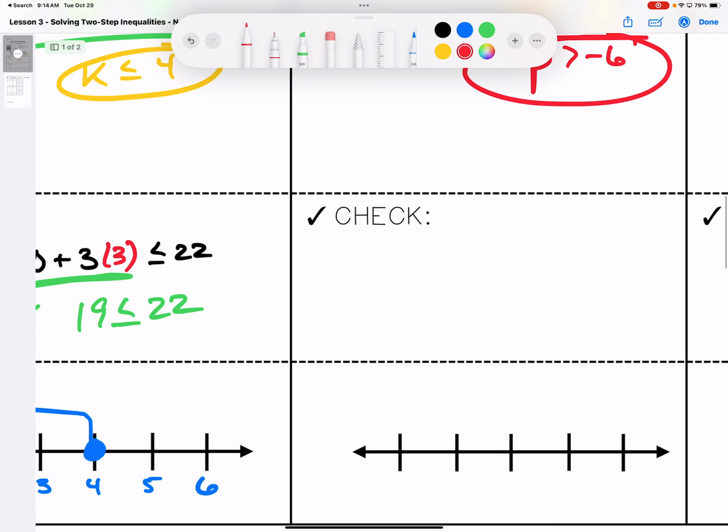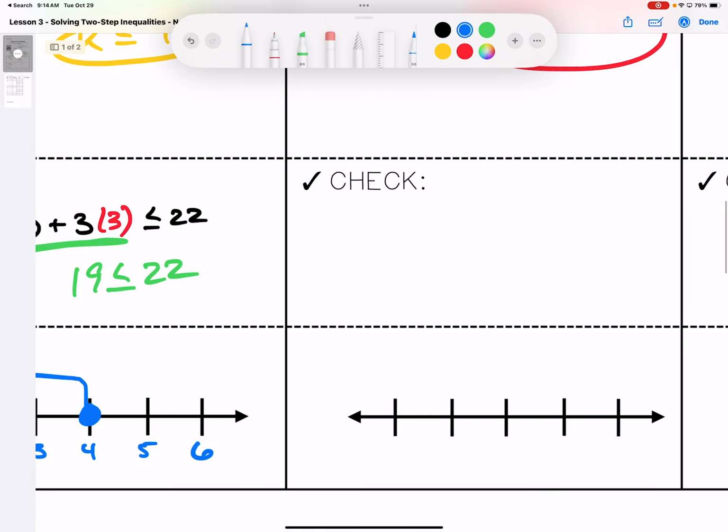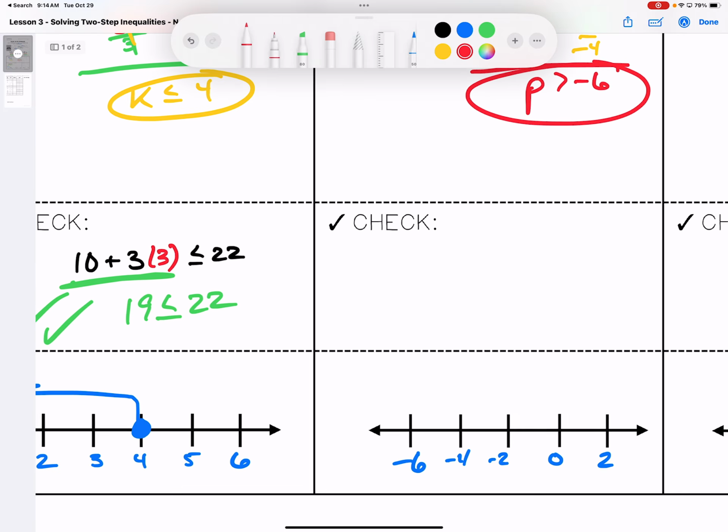All right, so let's go down here and draw our graph. We're going to start with negative 6. I'm actually going to put negative 6 right here. Why? Because I can. And then I'm going to count by 2s. And then I'm going to put an open dot on negative 6, and it is greater than, so I'm going to go to the right. If it's greater than, then it's going to go to the right. If it's less than, it's going to go to the left. Always and forevermore, if you haven't figured that out yet.